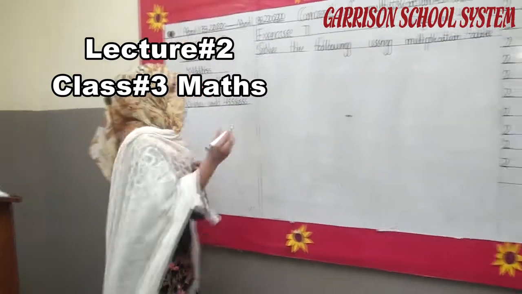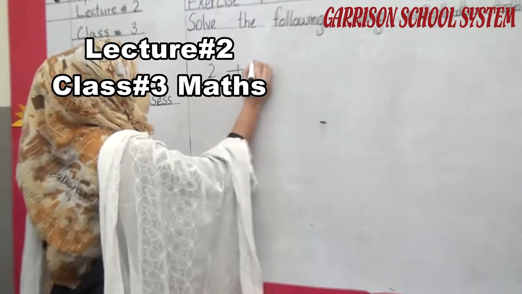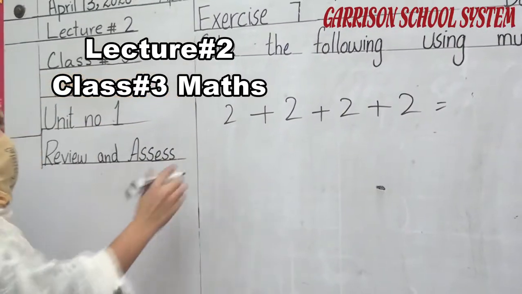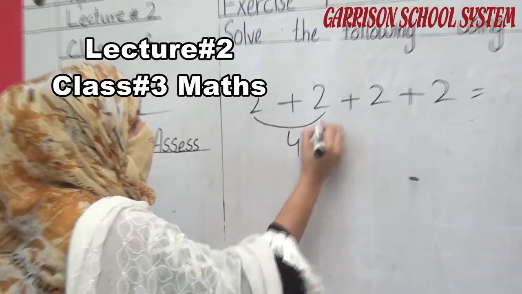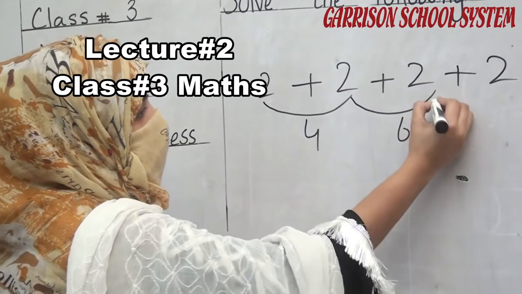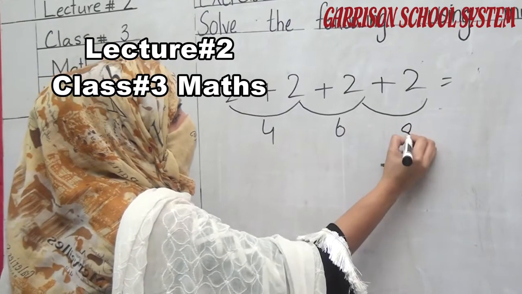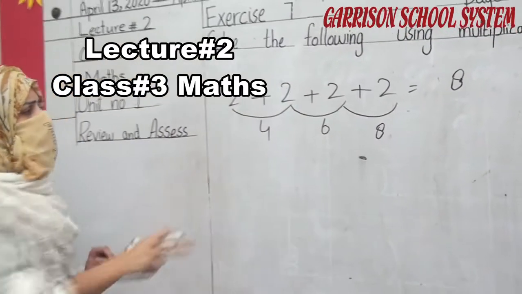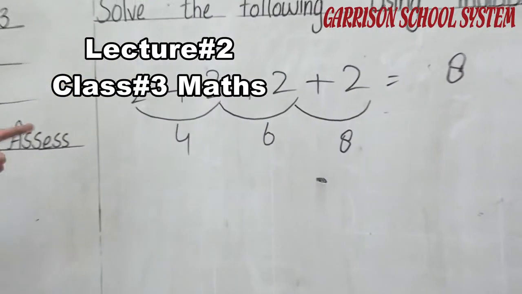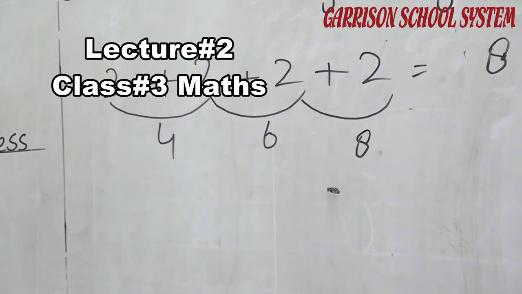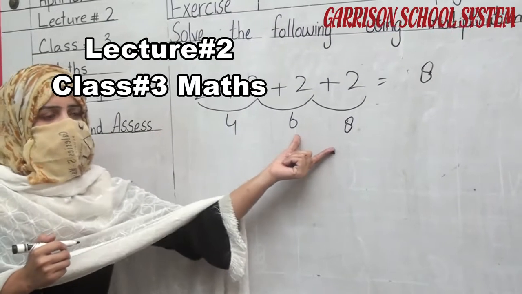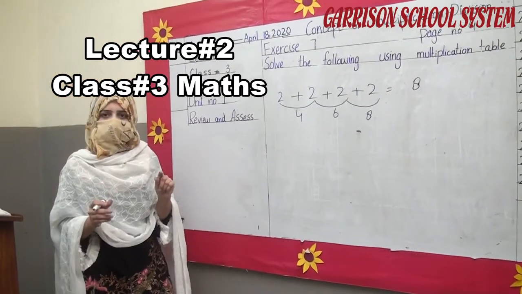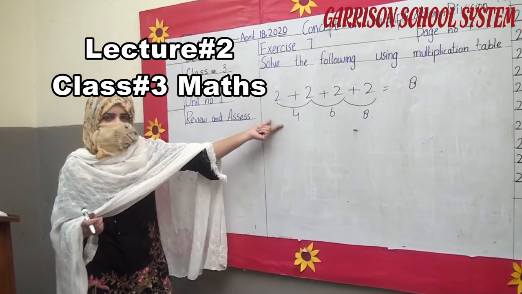For example, look at the board. 2 plus 2 plus 2 plus 2. So 2 plus 2 is 4. 4 plus 2 is 6. 6 plus 2 is 8. Answer will be 8. This is the repeated addition of the same number. This is a long method of multiplication. When we convert this method into multiplication, it makes our question easy.